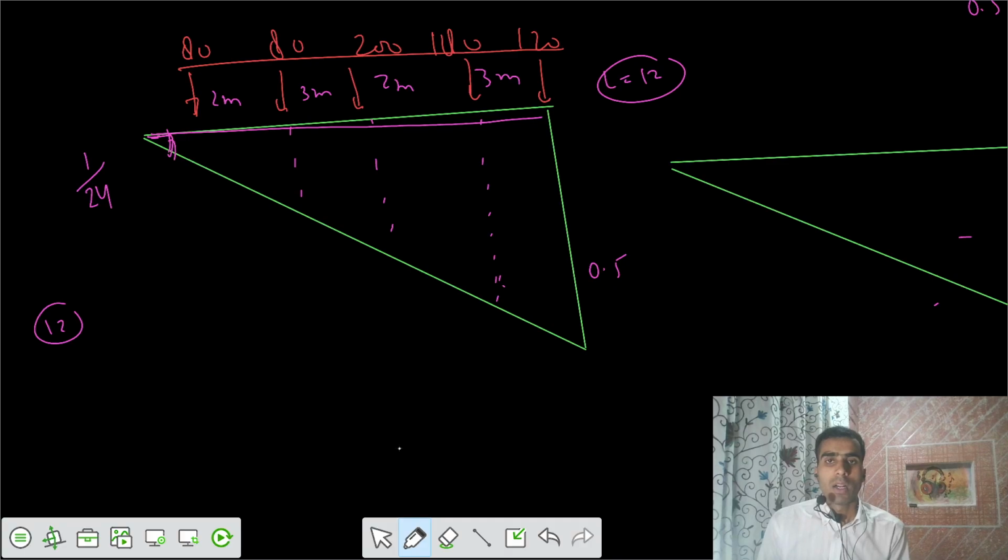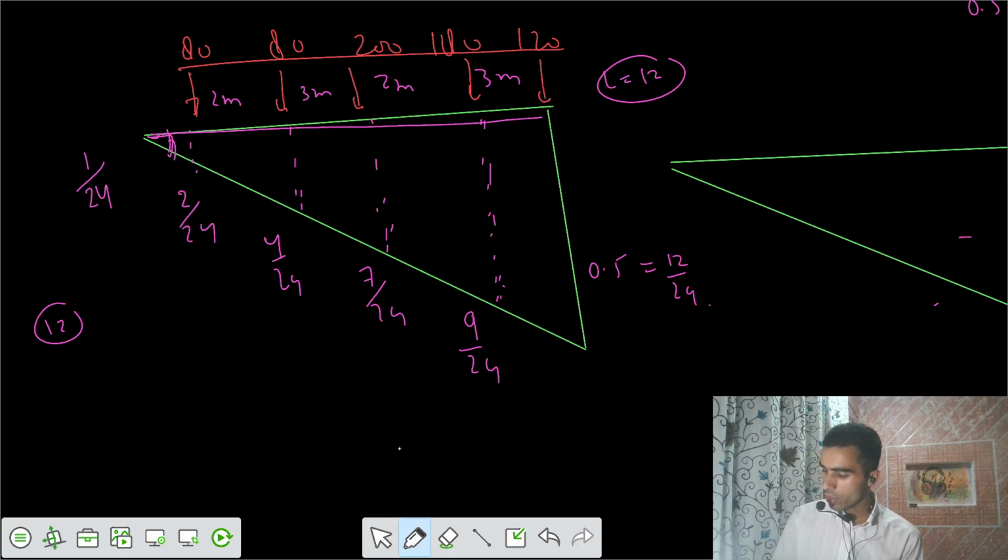So I would say this value is also equals to 12 by 24, and this value would be equals to 9 by 24, and this value would be equals to 7 by 24, and this value would be equals to 7 minus 3, 4 by 24, and this value would be equals to 4 minus 2, that's 2 by 24. So we have these ordinates: 2 by 24, 4 by 24, 7 by 24, 9 by 24.